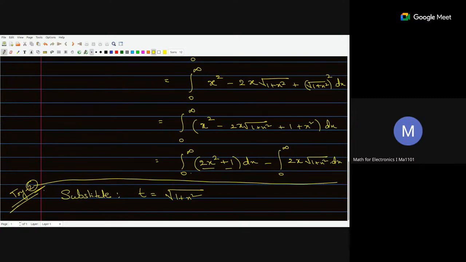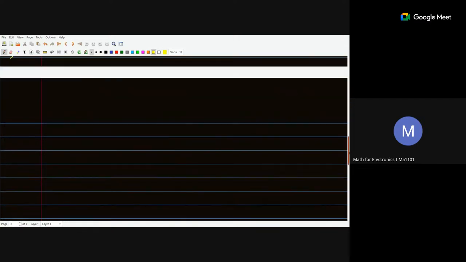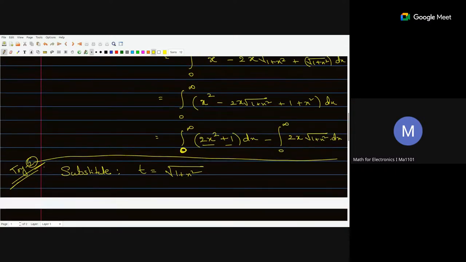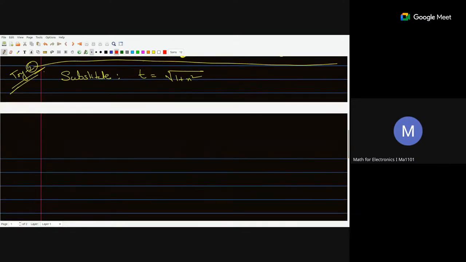But if you integrate this, the limits are infinite limits, right? Improper. So this is an improper integral, and even after integrating this, it goes to infinite, and that is creepy. You will get infinite minus infinite, which is not solvable. So this is not the method. So let's try out using the hint.